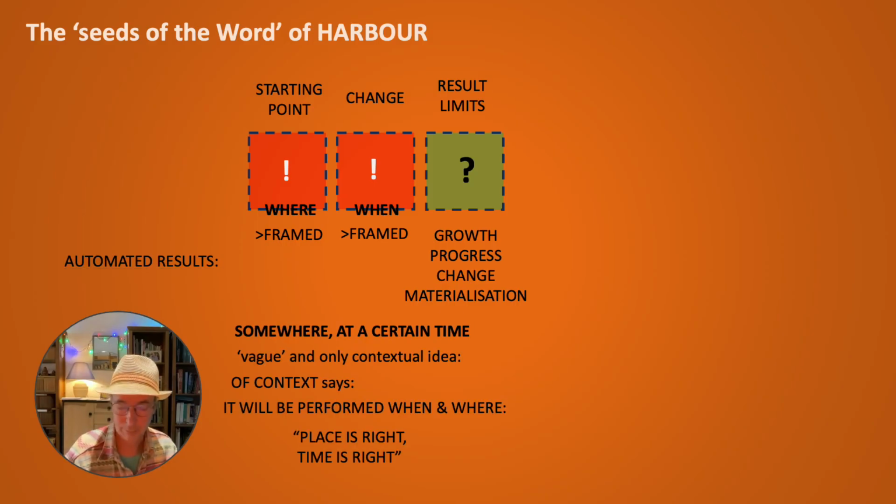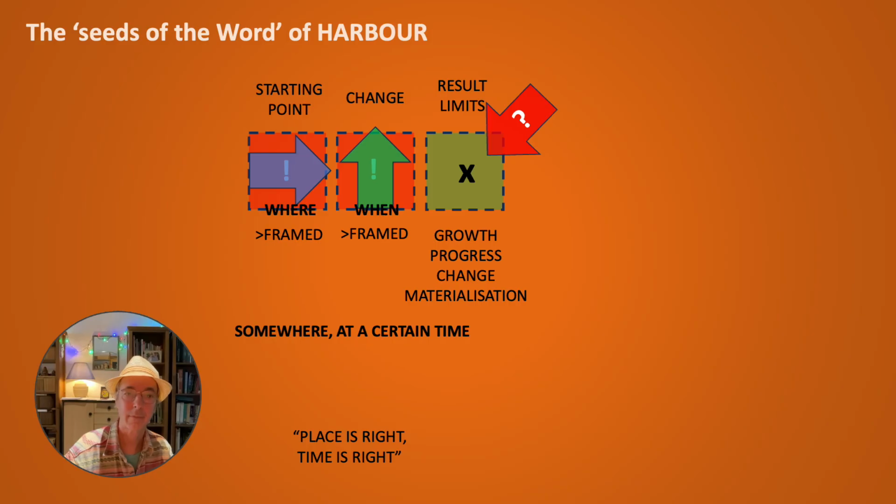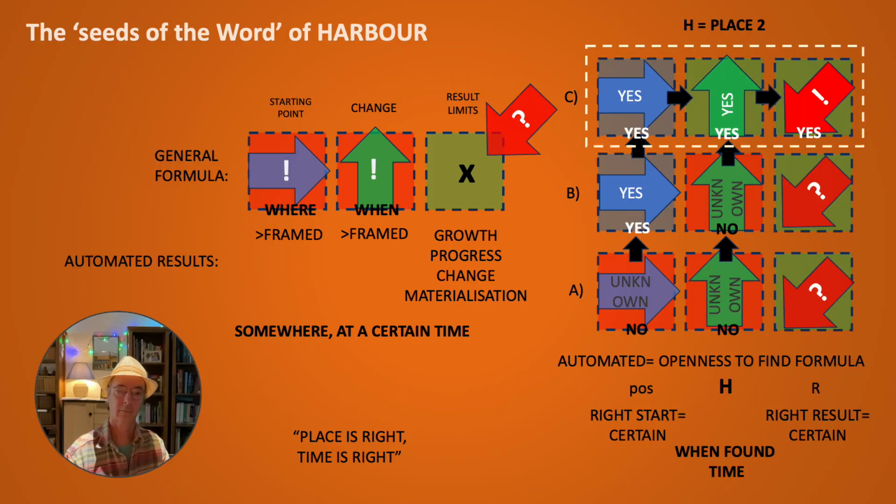It is vague, because the last couple of letters is always a contextual idea, and this context actually says something like, yes, it can perform, yes, it can grow, yes, it can progress, yes, there can be a time process. When the place is right and the time is right, it can start from there. So that's what it is. You can receive results from that moment somewhere at a certain time.